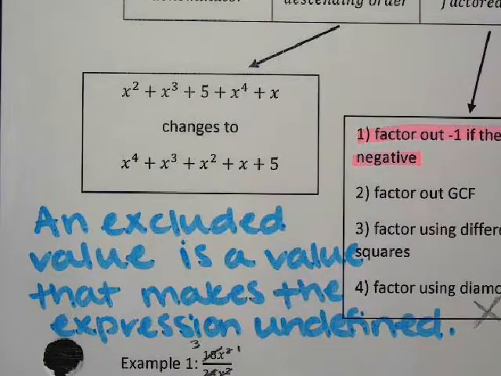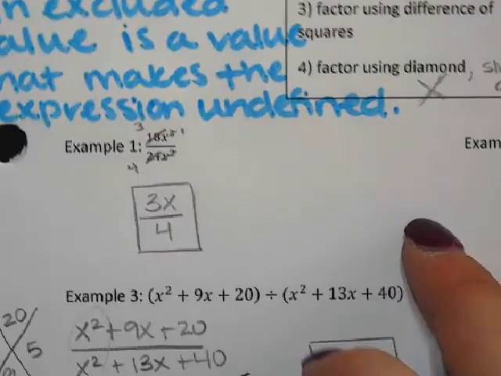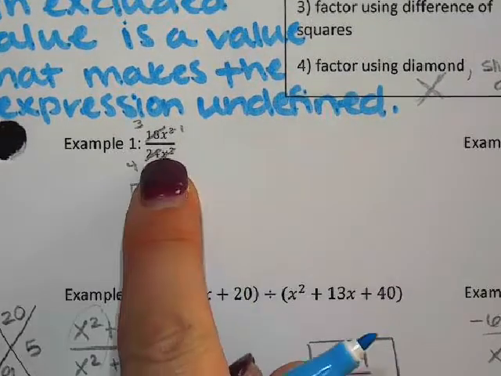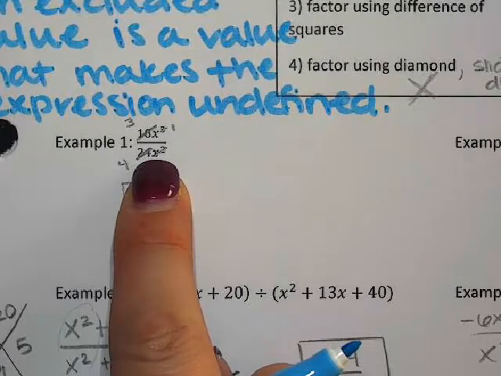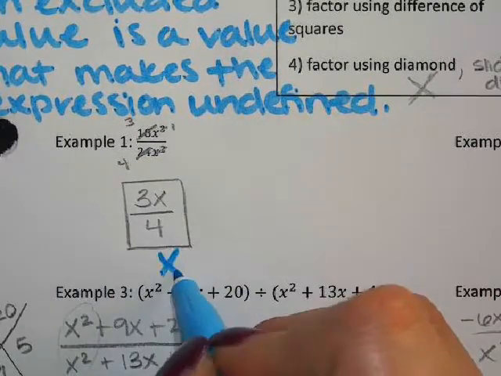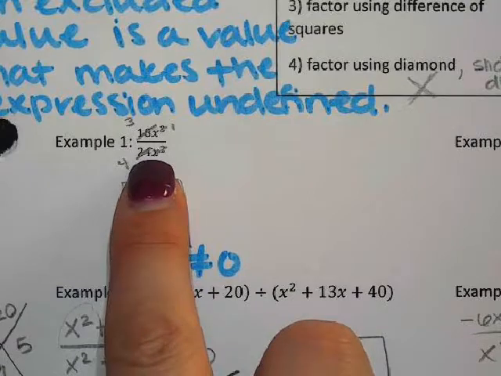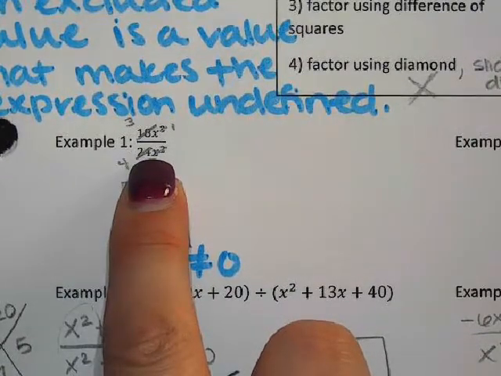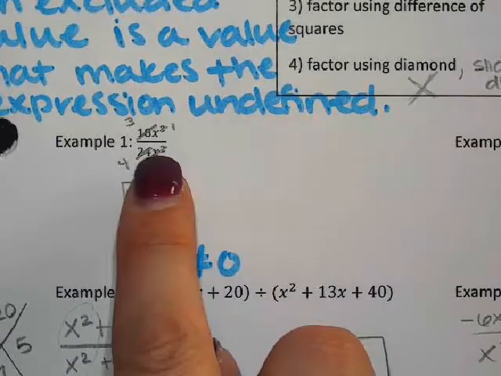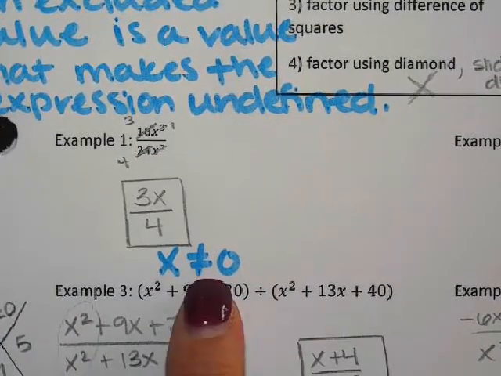If you look at example 1, the only number that you could plug in for x that would 0 out the denominator is 0. So I'm going to say x cannot equal 0. This is called a monomial. If you have one term, it's a monomial. If you have 2 terms, that's a binomial. If you have 3 terms, that's a trinomial. So we have a monomial here, so there's only one value we can't have.